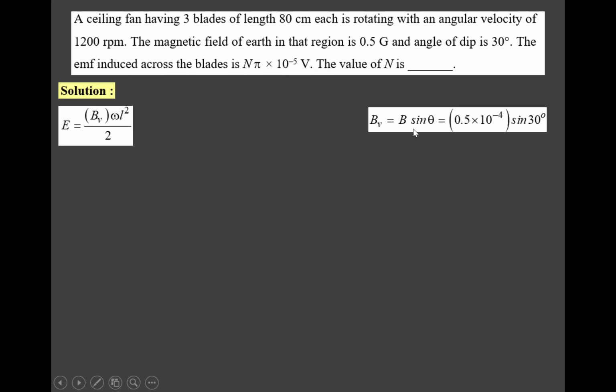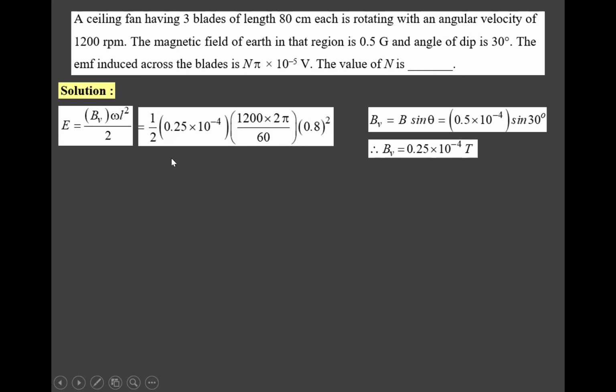BV, that is B sin theta, B 0.5 Gauss, so that is 0.5 into 10 raised to minus 4 Tesla into sin 30. If you solve this one, we'll get BV equal to 0.25 into 10 raised to minus 4 Tesla. Now we have BV, omega, that is 1200 RPM. We have to convert it in radian per second. And here the length of the blade 80 centimeter, that we have to take in meter.